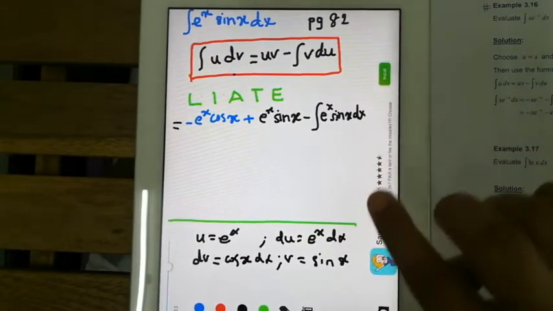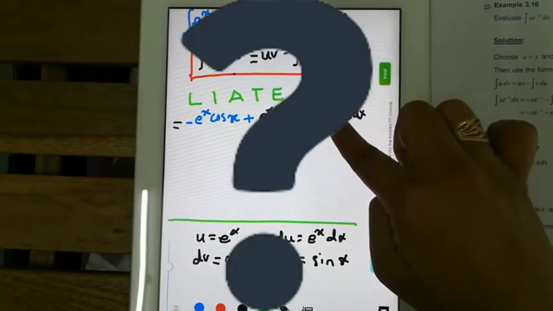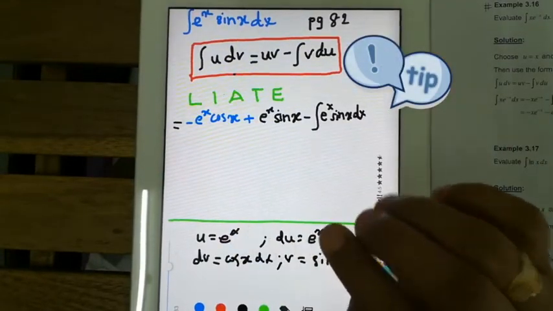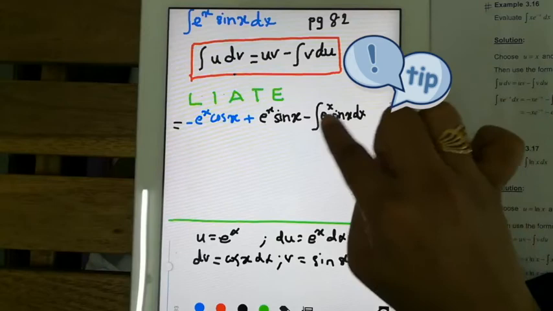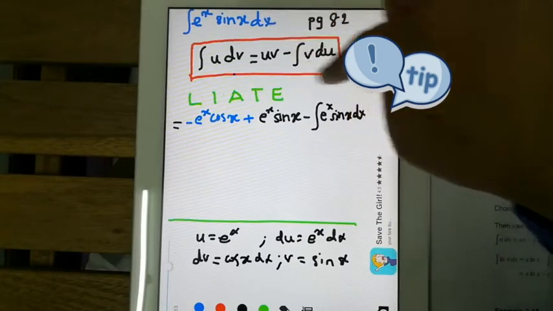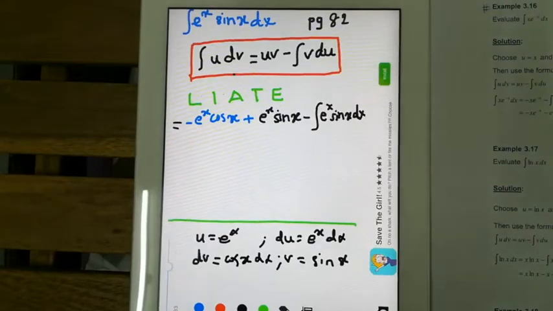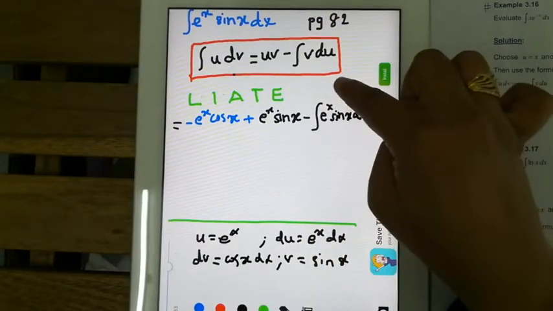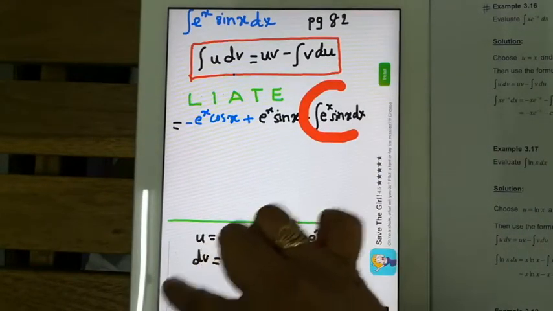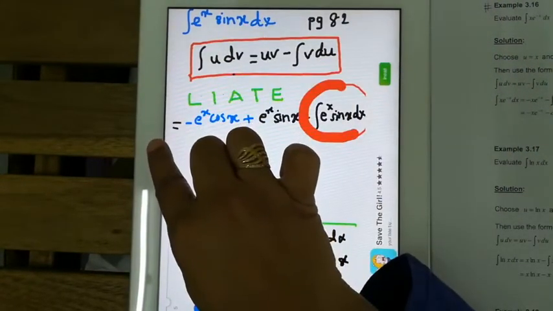Now, if you notice, we have already done it twice. Should we need to do another integration by parts process? Actually, you don't have to. You can stop right there, since this expression is exactly the same as the original question here. So what you need to do is move this part to the other side.